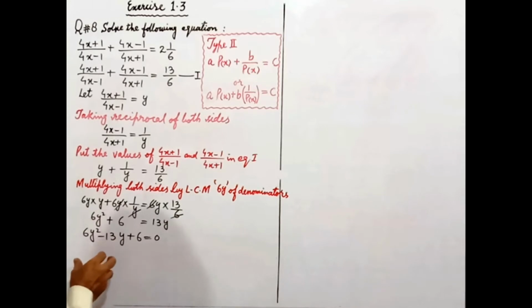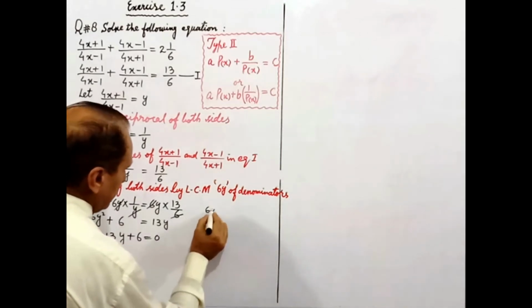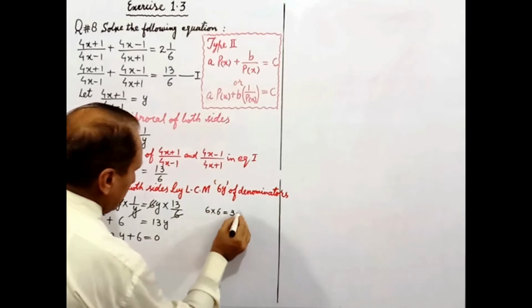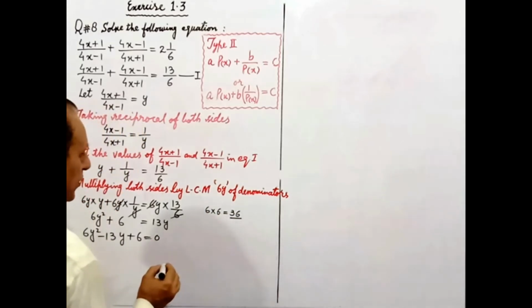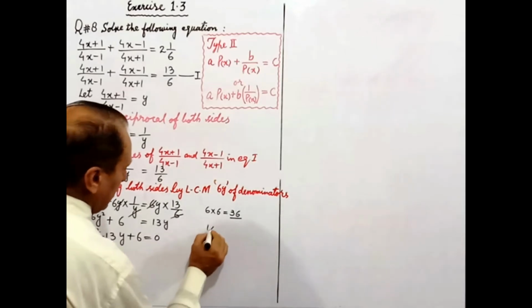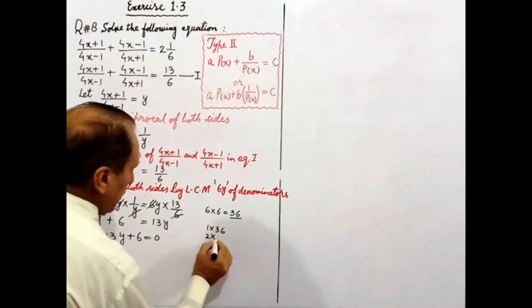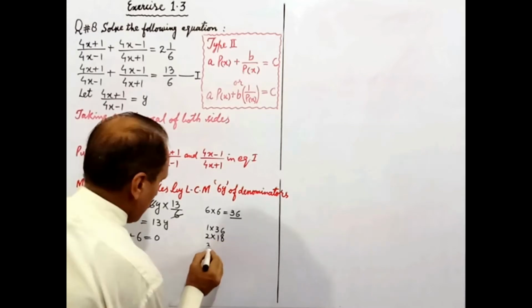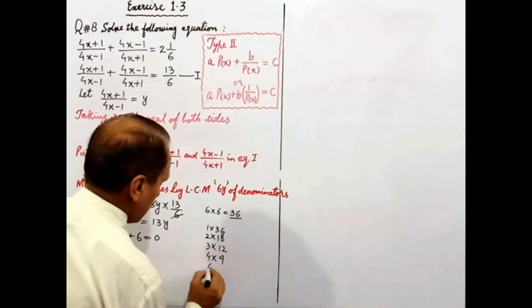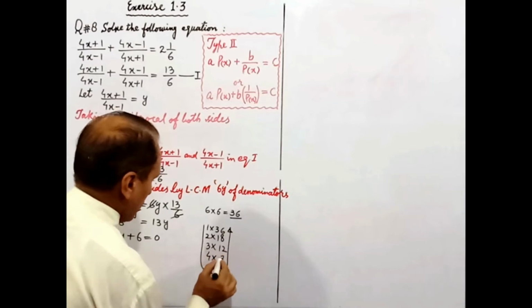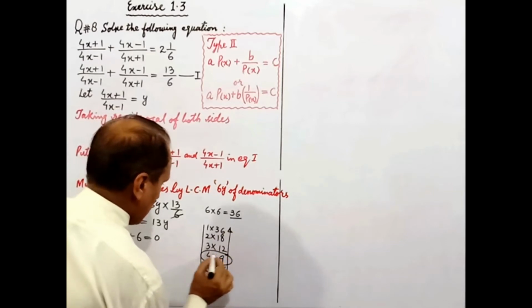Now we apply the midterm breaking method of factorization, by which first we find the product of the leading coefficient and constant term. 6 6s are 36. Now we find the factors of 36. These are 1 into 36, 3 into 12, 4 into 9, 6 into 6. Number is repeated, we stop making factors, and the factor which helps us to find the solution is 4 into 9.